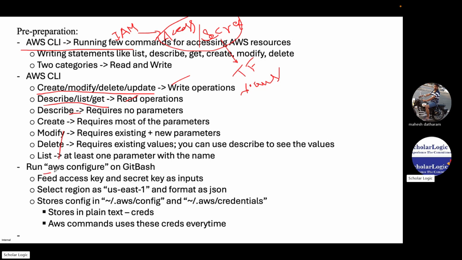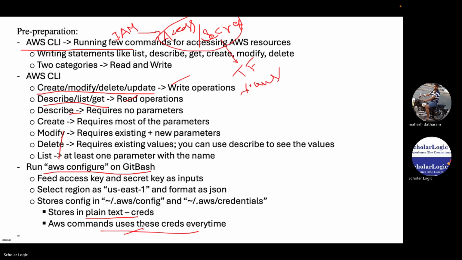In order to use the access key and secret key, we use the AWS configure command, which stores them in plain text with the credentials. So AWS commands use these credentials every time. If you make a change in the credentials, that will fail. Your AWS CLI command will fail. Ultimately, your Terraform code will also fail. Any questions on this?